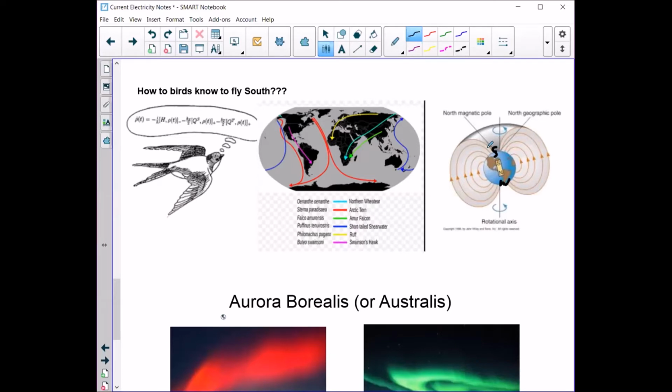But notice how these lines are really close together near the poles, and they're really spread apart near the equator. It's believed that birds know how to fly south because they're able to interpret where the lines are most dense and least dense, and so they're kind of following along those field lines.